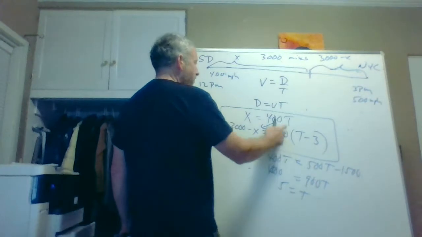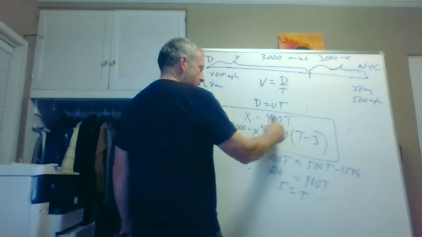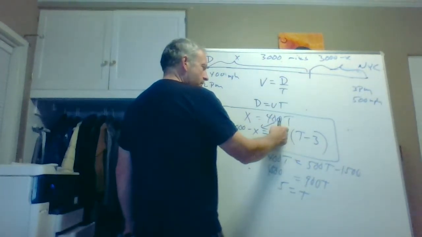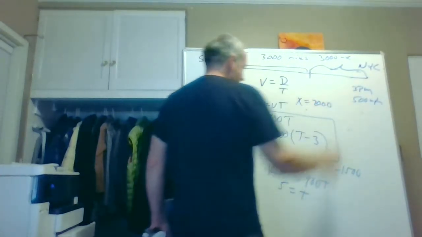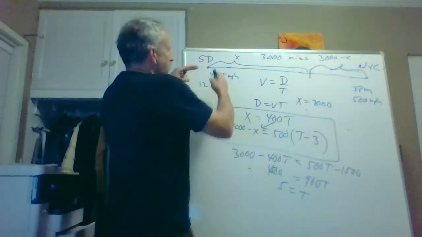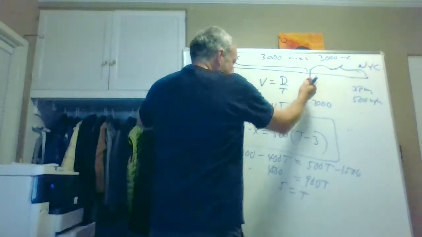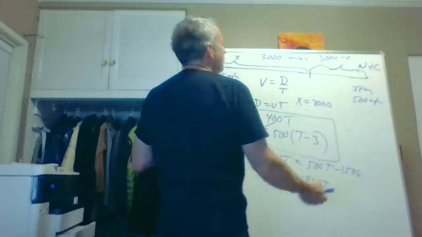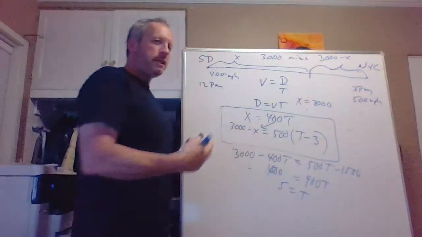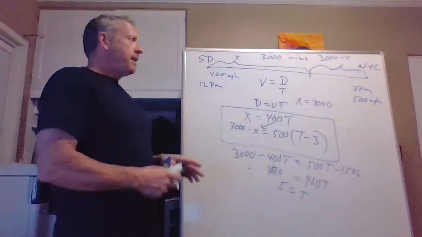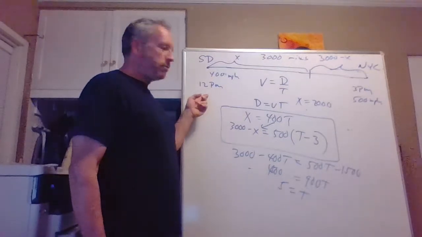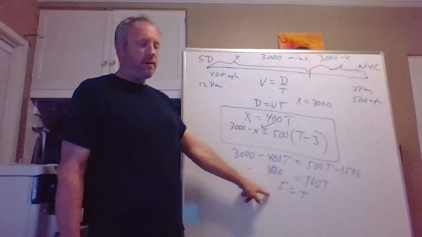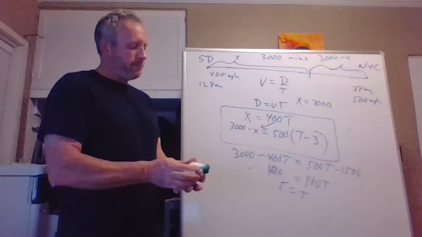Put a 5 in for t here. 400 times 5 is what, 2,000? So x is 2,000. So the first plane will have traveled 2,000 miles in 5 hours, and that's where it will cross paths with the plane leaving from New York City. If the question was actually what time did they meet, this plane left at 12 p.m. It flew for 5 hours, so it would be 5 p.m. Okay.